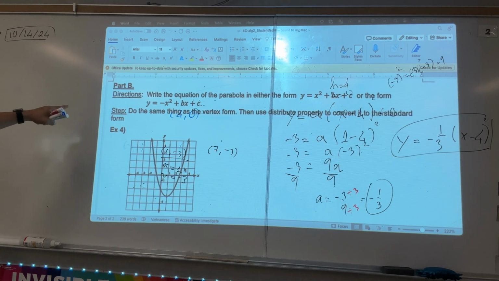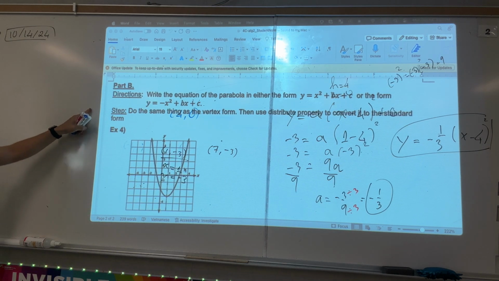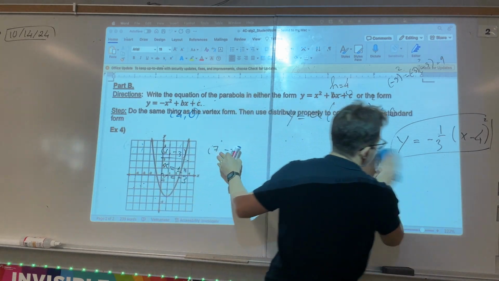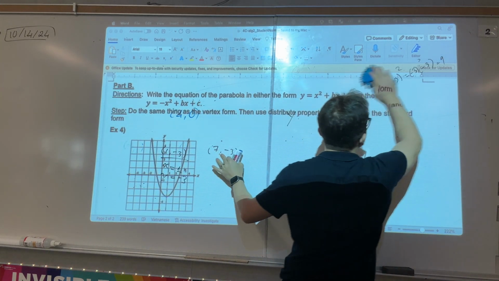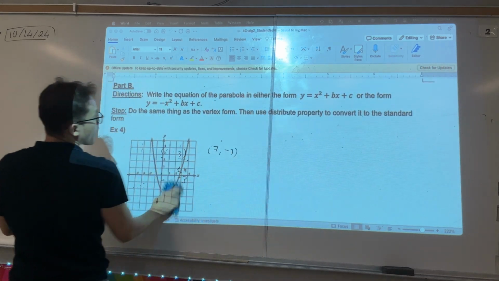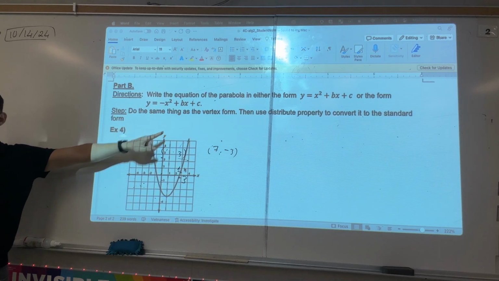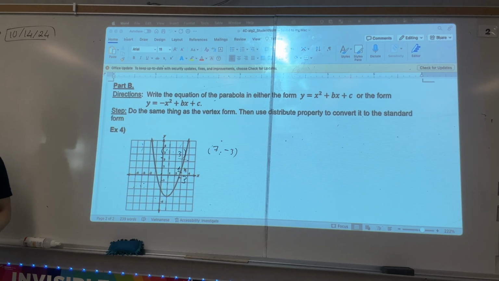Part B, what's the difference? Look at the question. What do they ask you? The question, not the step. In either form... standard form, right? The last question asked you in vertex form, but this one asks you in standard form. Okay, this is actually easier. You don't need to find A.